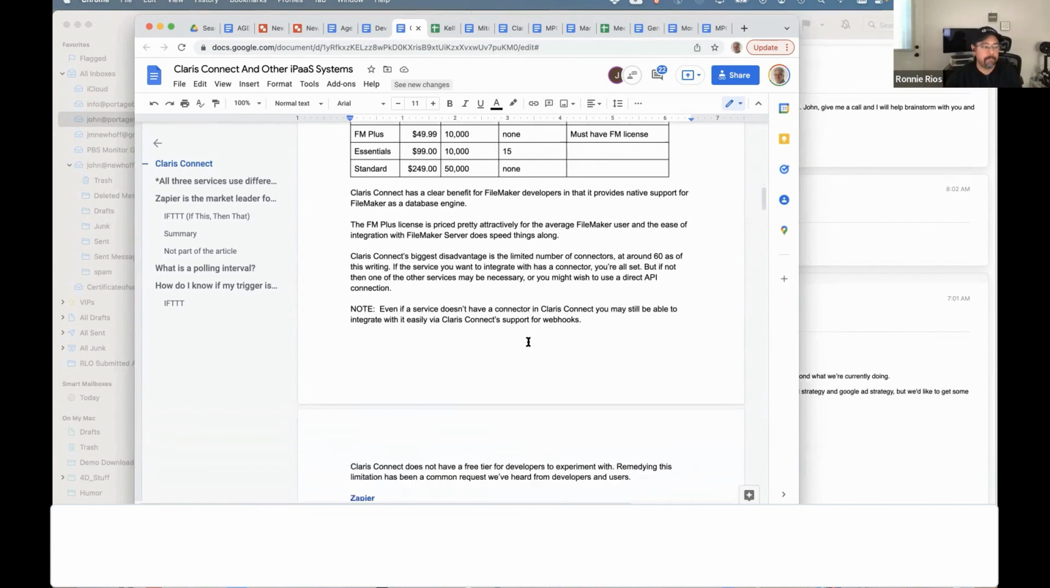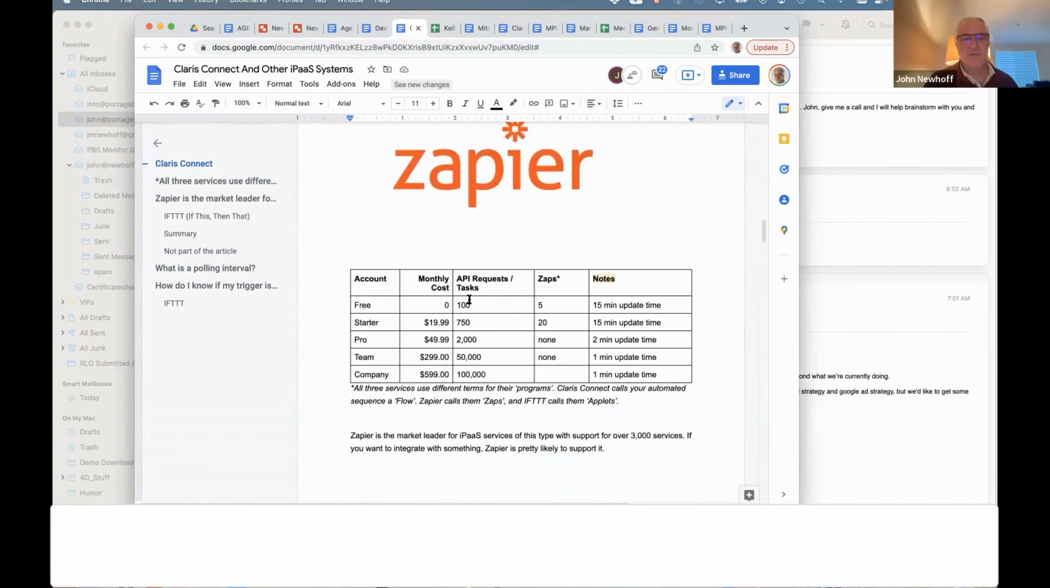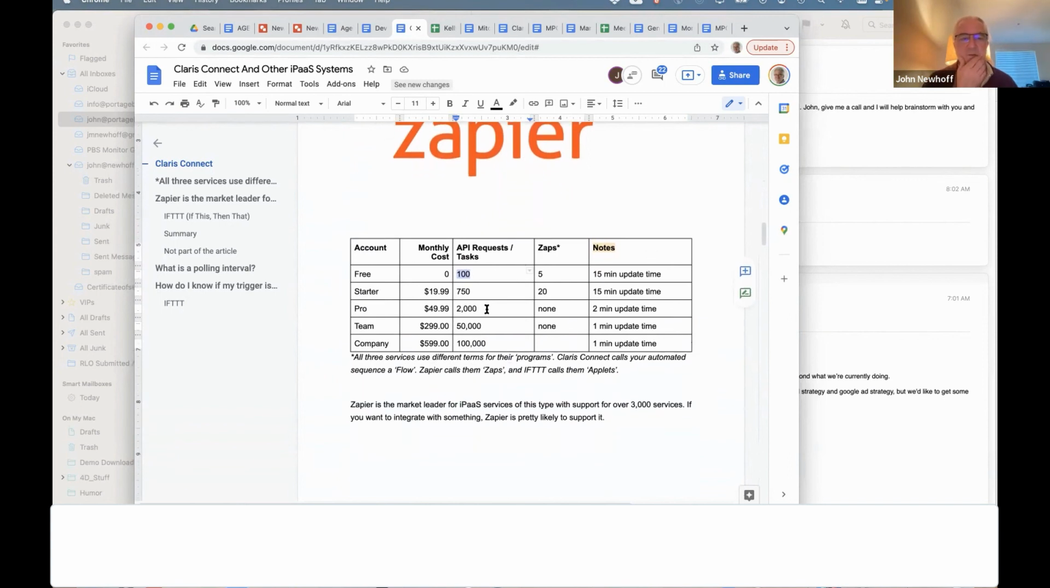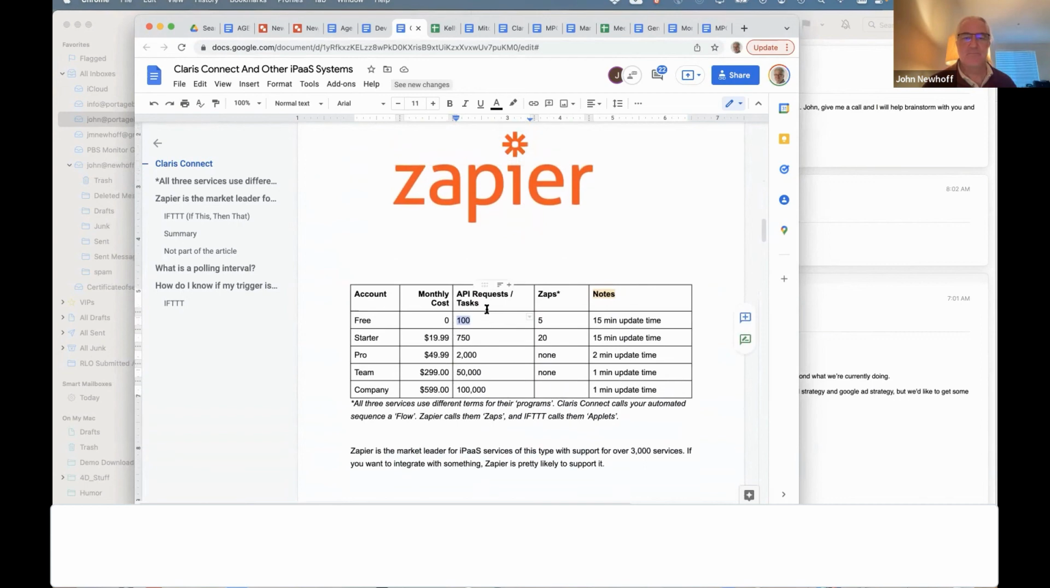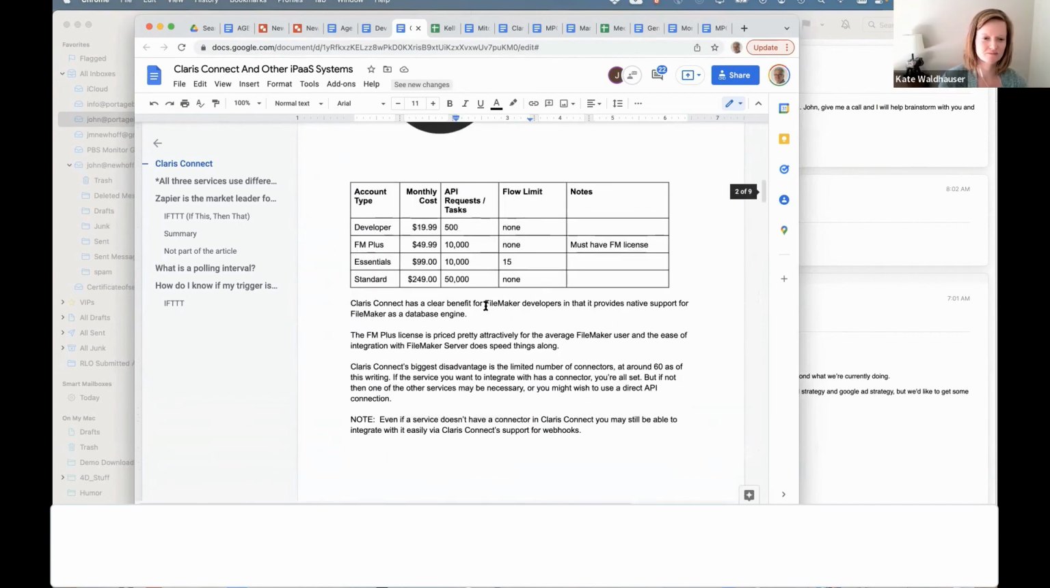Yeah, I think with the 100 API request limit on the free account for Zapier, you're going to blow through that so fast. Hard to see how that would be super useful, but of course, depending on what you're doing, I'm not sure 500 will last you a lot longer.